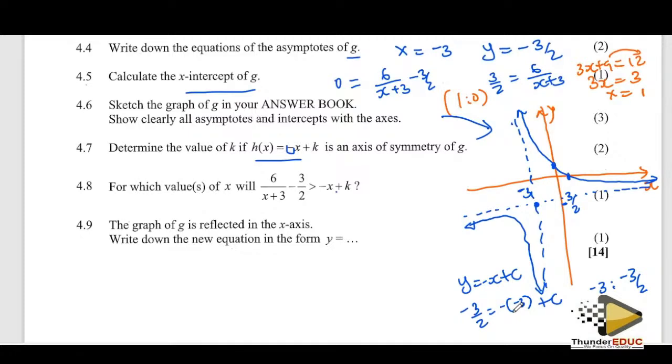Because that should be making sense. Because when I replace the X, it's a negative. Okay. Did I do something wrong? Where there is Y, I'm putting -3 over 2. Where there is X, I'm putting that.